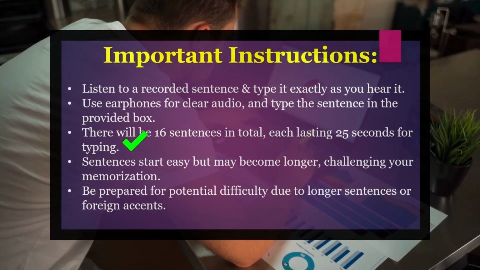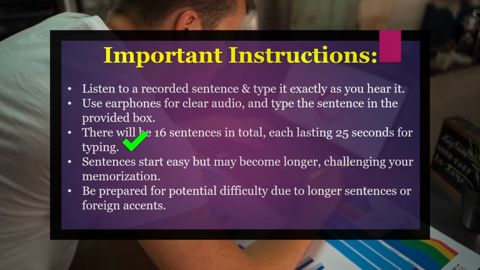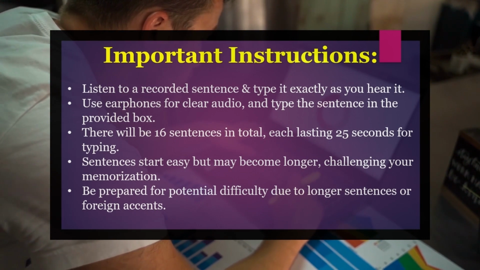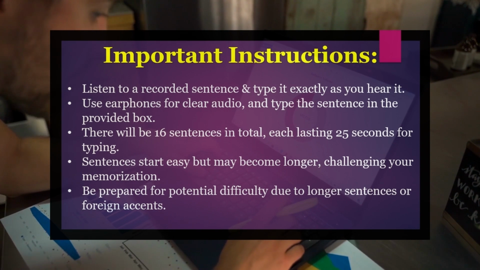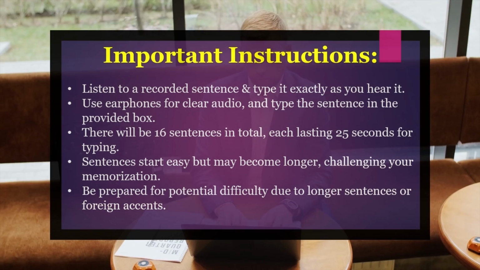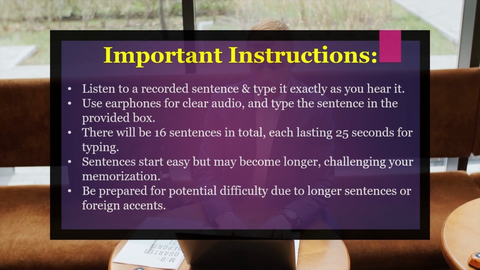There'll be a total of 16 sentences, one after the other, and you will get 25 seconds to type each sentence. Another example is, "a certified swimming instructor is with the students at all the time," and you must type exactly as you hear it. Sounds easy? But here's the trick.